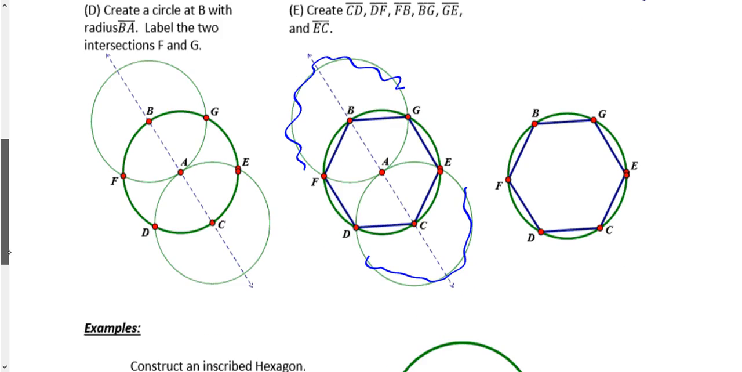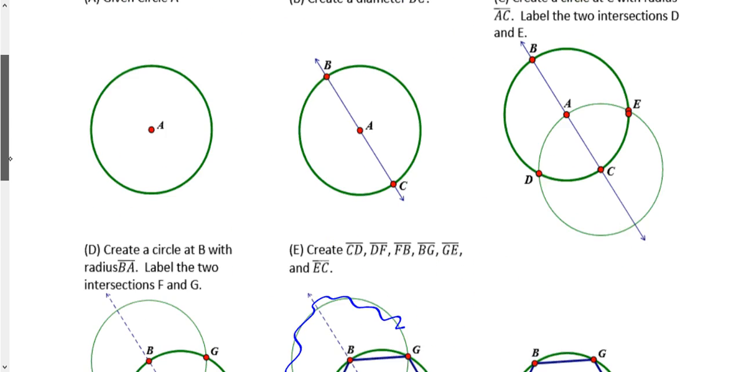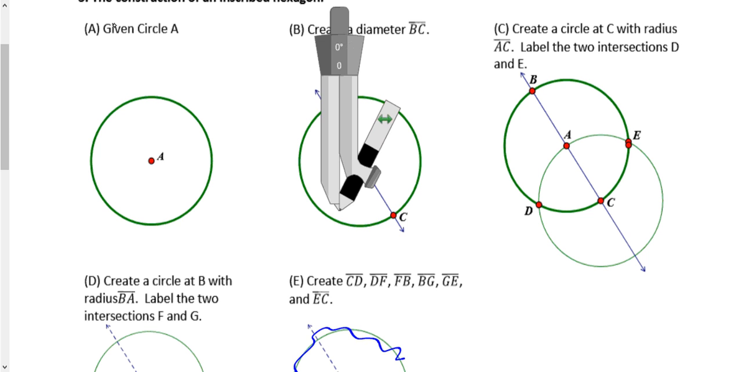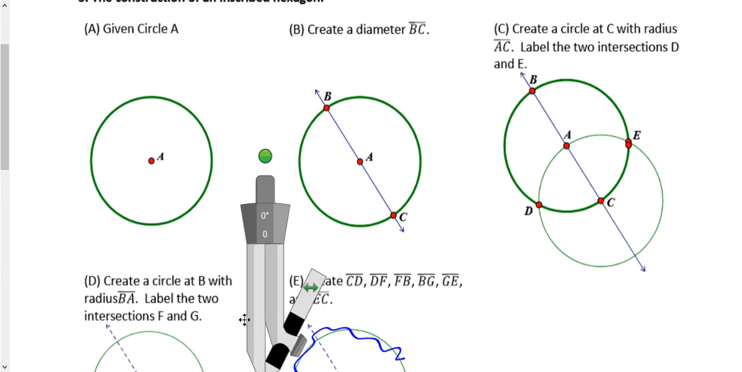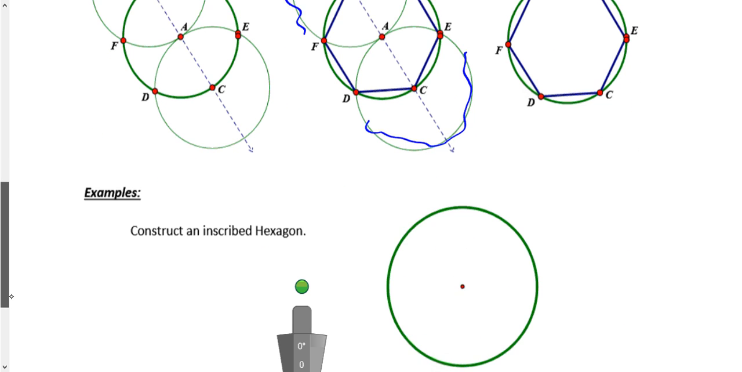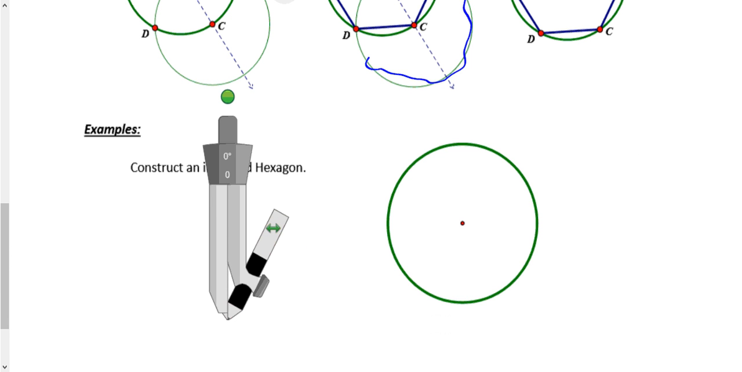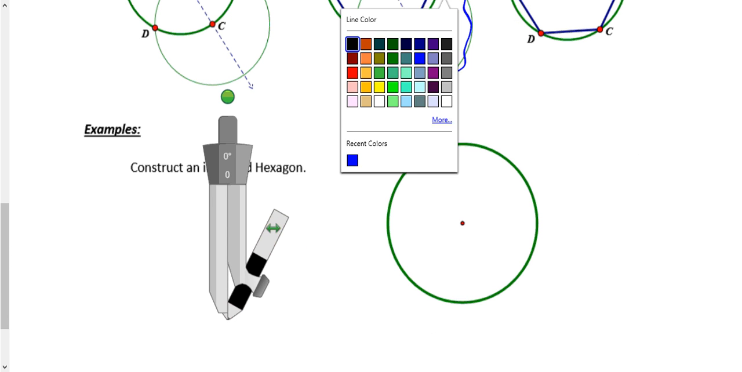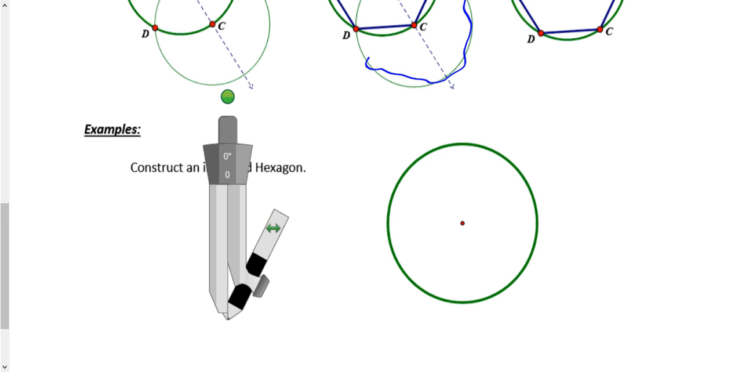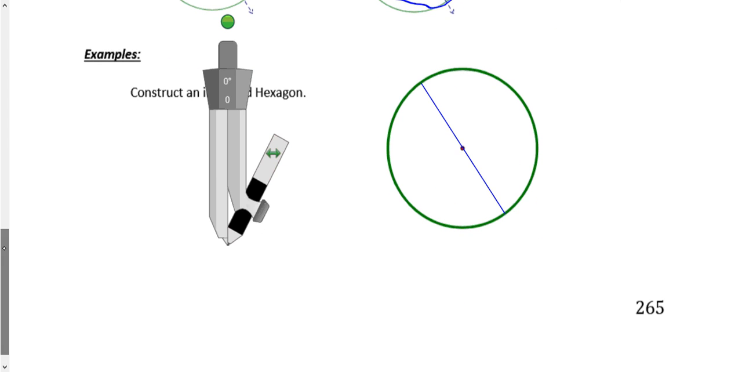So let's give that a try down here. Get my compass. What's the first thing I need to put in here? Diameter. Yeah, not bisect. Okay. And now I'm going to do it like we did with the triangle.